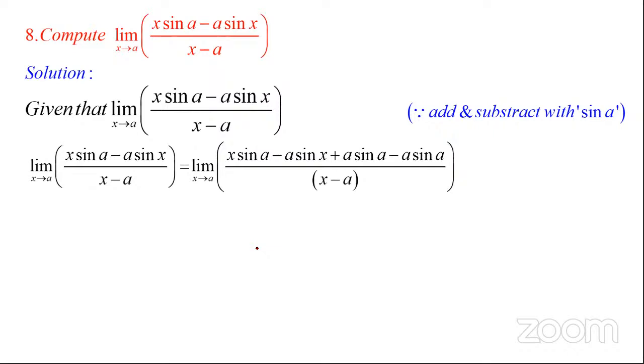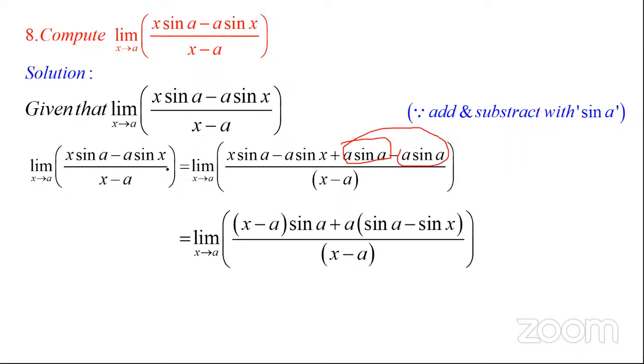Limit x tends to a of (x sin a minus a sin x) by (x minus a), from the left hand side value. I'm adding and subtracting this value, so there is no change. That's why I'm taking this one. From these two, taking sin a common, I will get (x minus a) into sin a. From these two, taking a common, I will get a times (sin a minus sin x) by (x minus a).